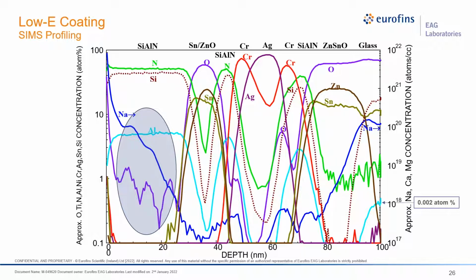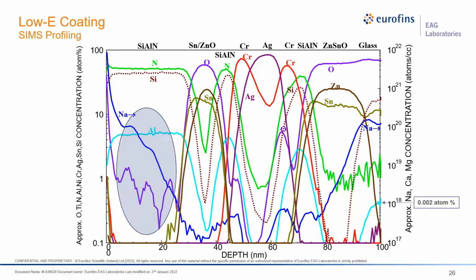sodium diffusing out from the soda lime glass substrate into the coatings deposited on top. We can actually see that, for example, this silicon aluminum nitride protective coating has been deposited in 3 stages, and at every stage there appears to be a growth interruption introducing these oxygen spikes, and it seems like the sodium is actually peaking at these growth interruptions as well, and it is going towards the surface.